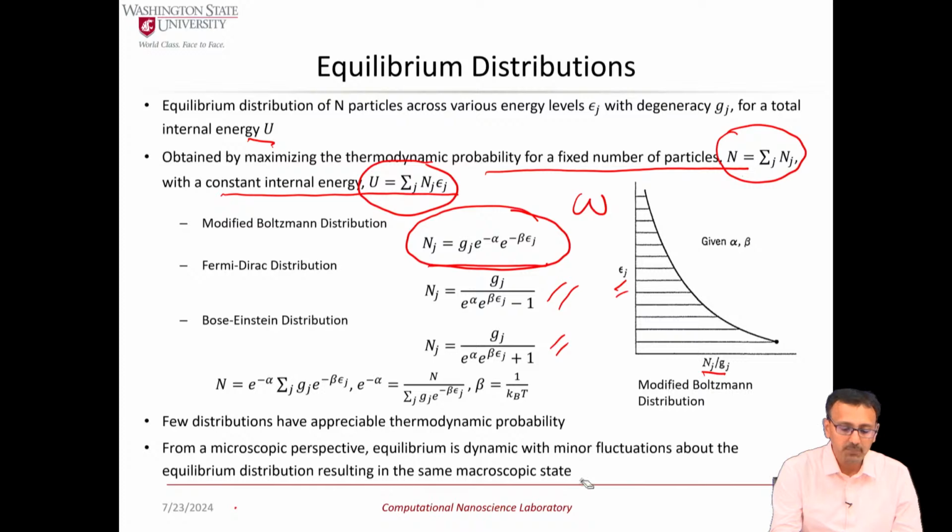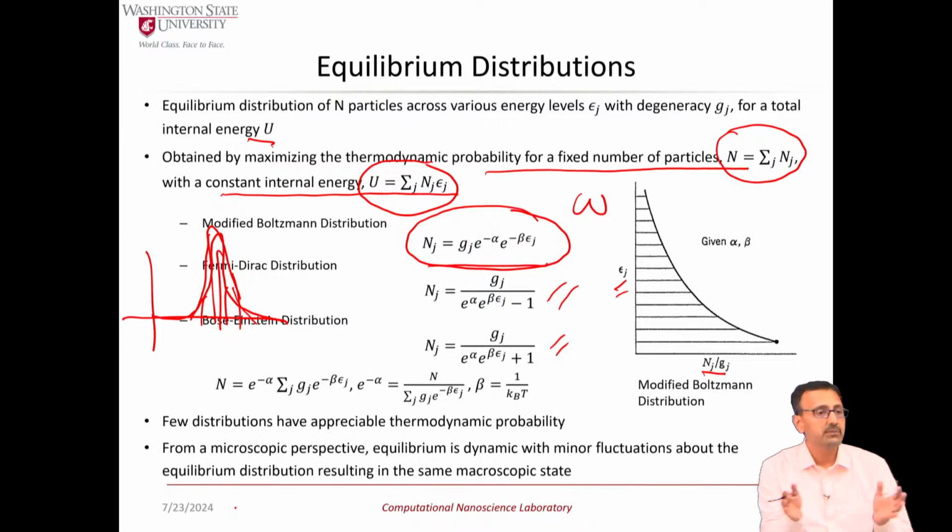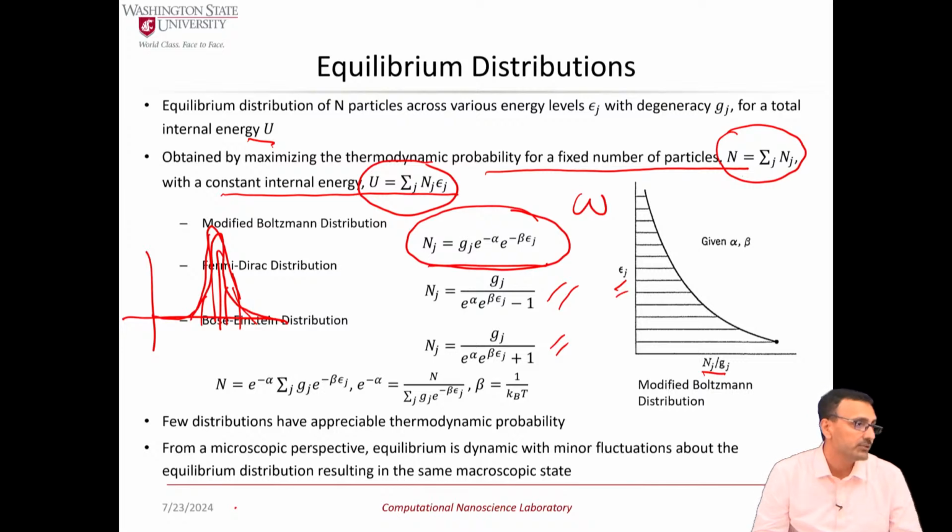But at the microscopic level, there are some fluctuations. Even though this is the most probable distribution, there are other feasible distributions around it. Let me draw the number of distributions here, just to visualize. There is the most probable distribution with the highest probability, but there are other distributions right around it, and at equilibrium there is a slight fluctuation in these distributions. These fluctuations result in a lot of the properties of the system that we will look at.